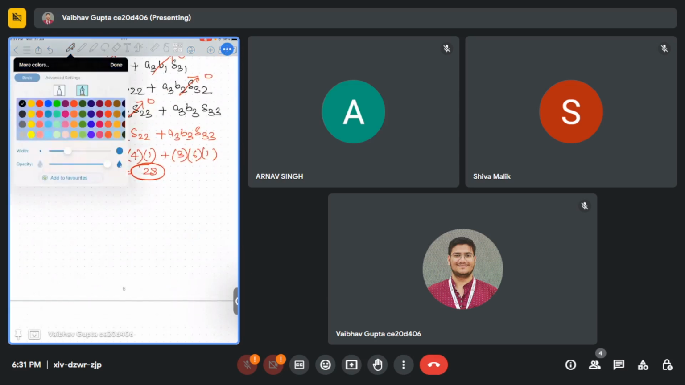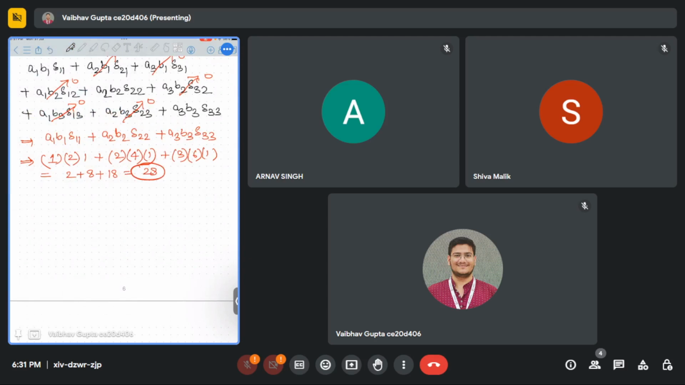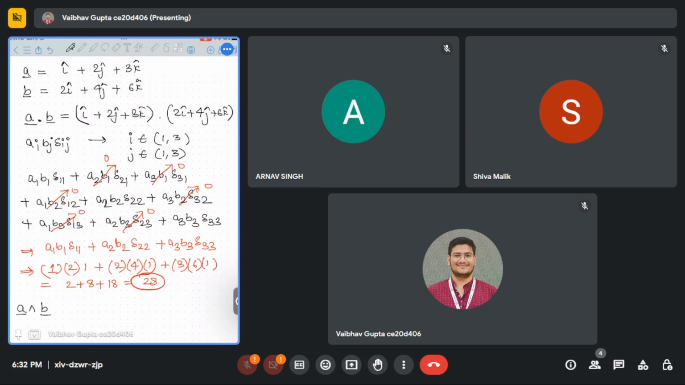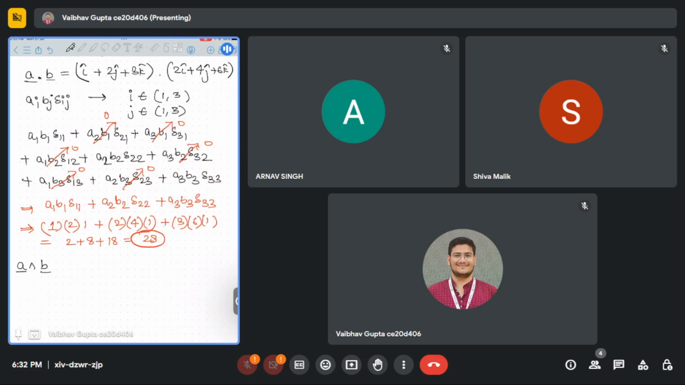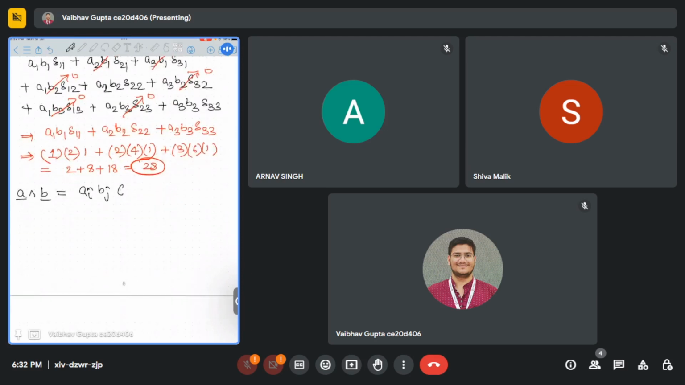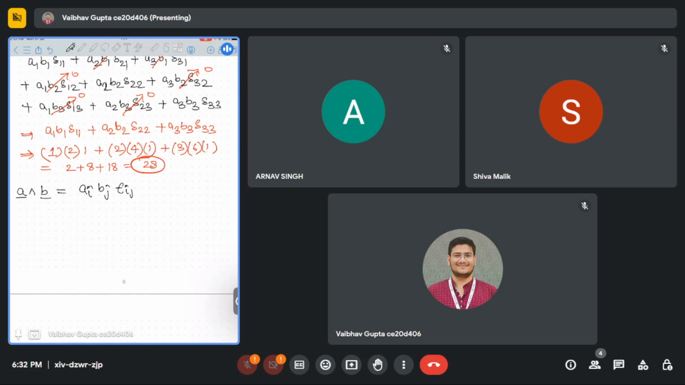Similarly with the cross product, A cross B, we'll use the same example. A as i cap plus 2j cap plus 3k cap and B as 2i cap plus 4j cap and 6k cap. So it's nothing but a_i i cap, b_j j cap, epsilon ijk and n_k.